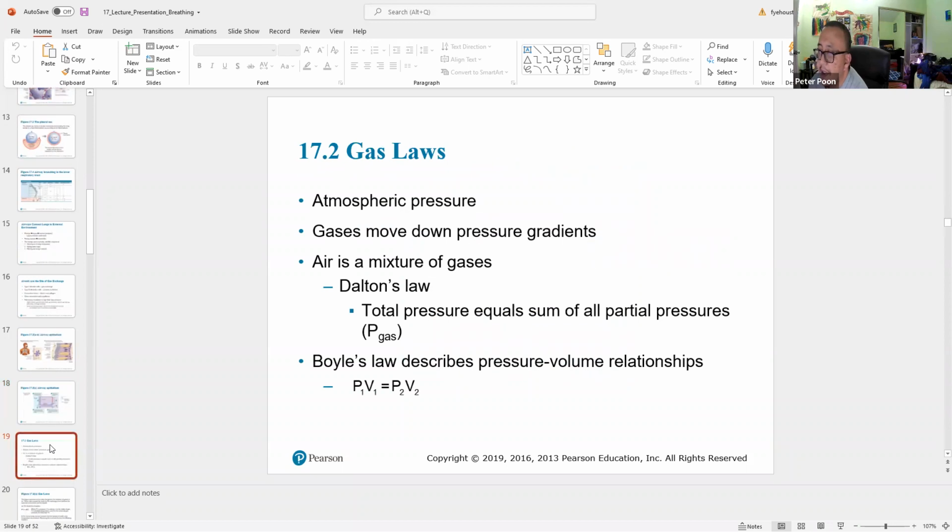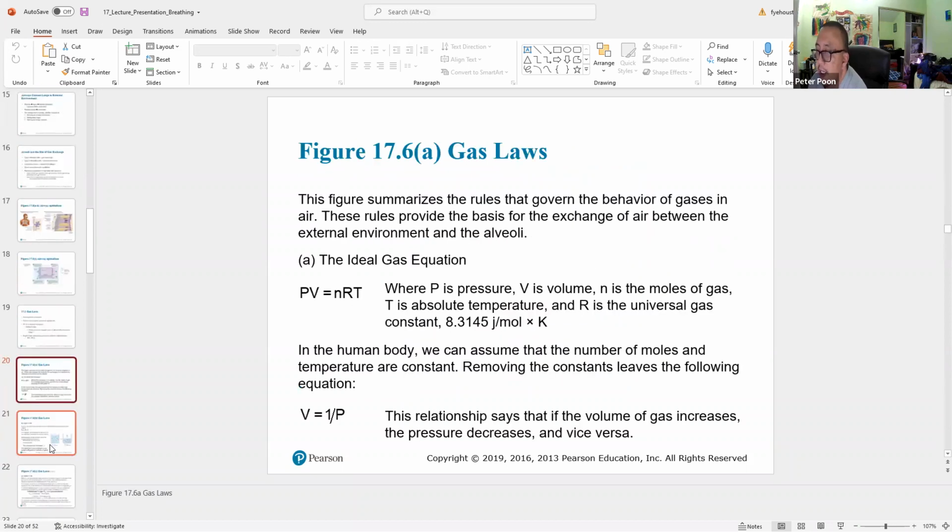Okay. Gas laws. The most important law that you have to know is the ideal gas law, right? PV equals nRT. So if you hold n, R, and T constant, then V is roughly equal to 1 over P.